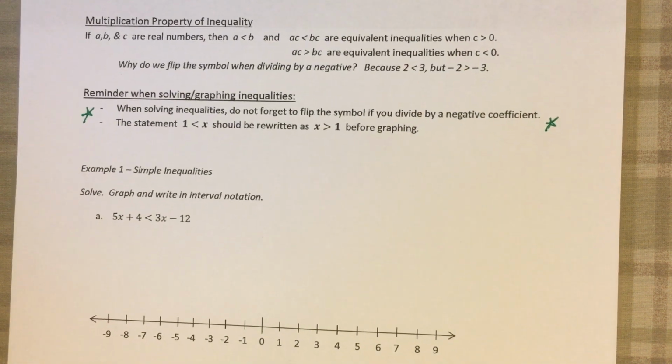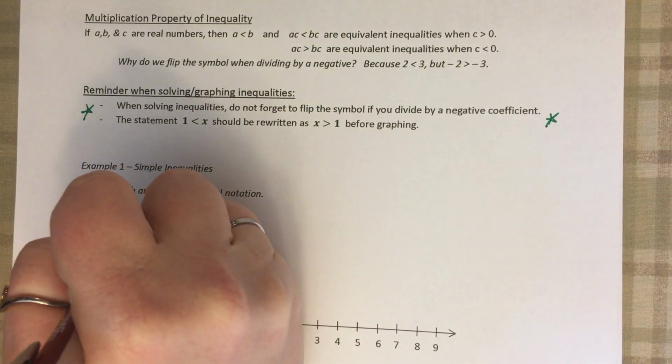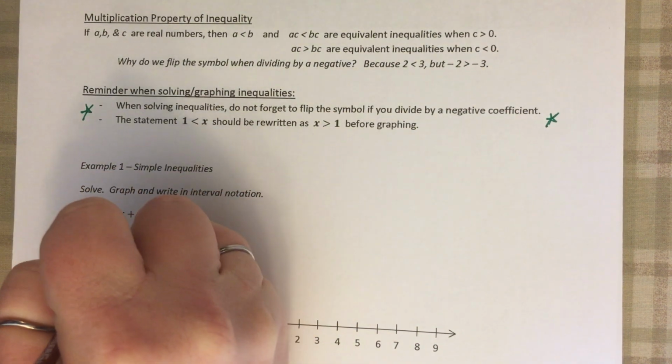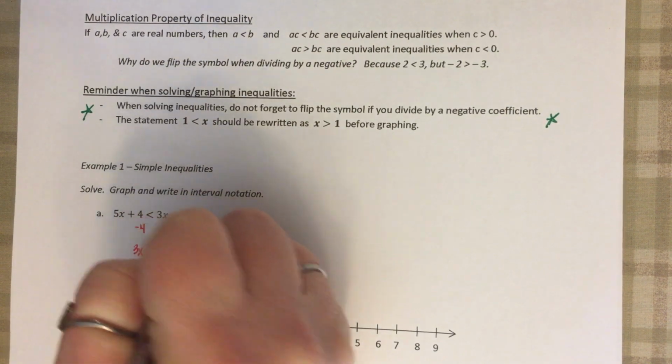All right, so for our next example, we're going to solve an inequality, and then we're going to graph our answer on our number line, and then write our answer in interval notation. So we have 5x plus 4 is less than 3x minus 12. We're going to treat this just like we would a normal linear equation. I'm going to start by subtracting 4 from both sides.